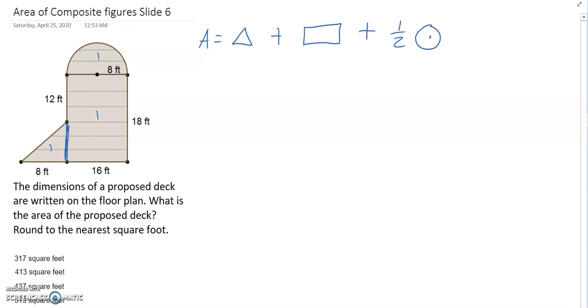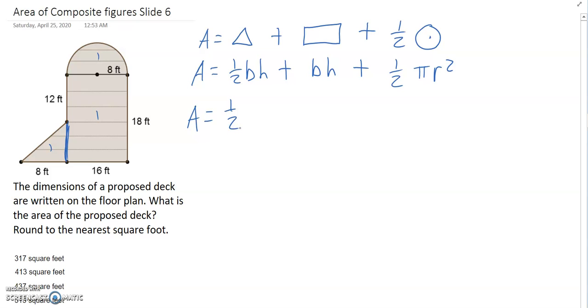All right, the formulas we can get from our formula chart. We know the area of a triangle is 1/2 base times height. Area of a rectangle is just base times height. And the area of a circle, we're only going to do half of the circle, is pi r squared. Let's go through and see if we can plug in these pieces and simplify, see what we get on this one.